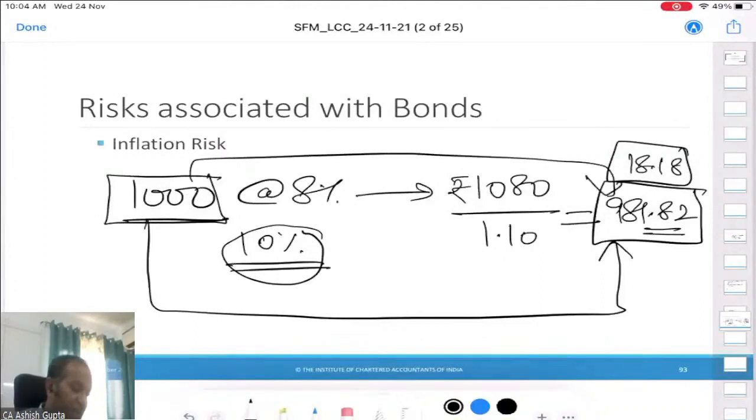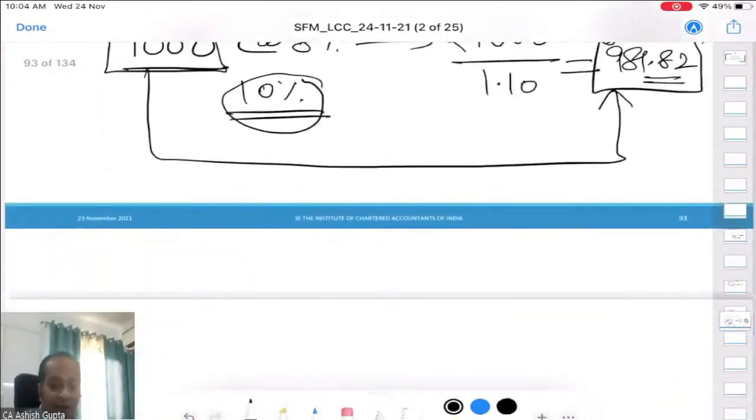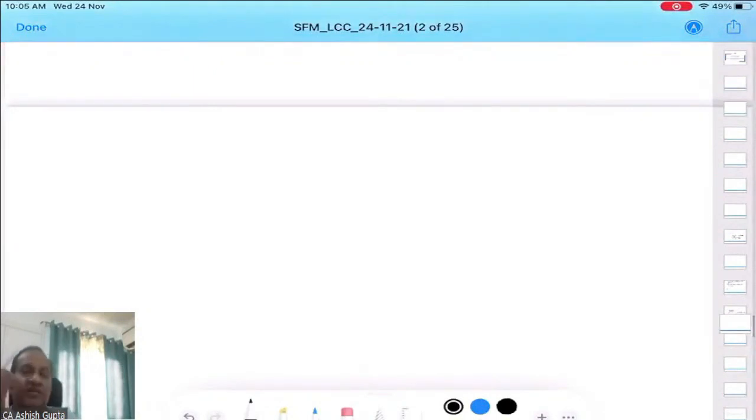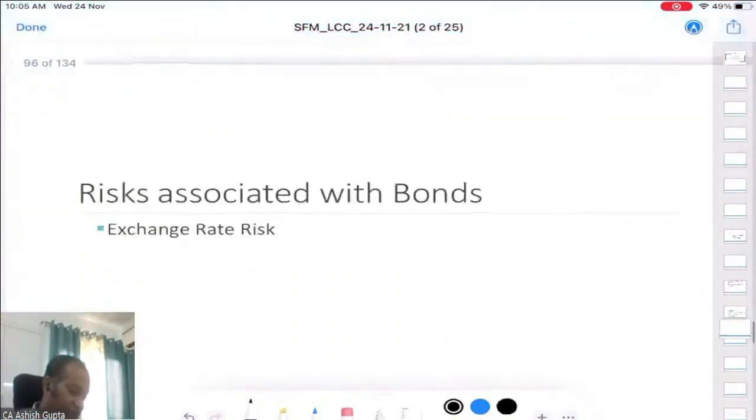If inflation risk is higher, of course my return will be lesser. To compensate for that, I may ask for a higher return. When we discuss the topic of foreign exchange risk management, you will understand this concept of inflation risk in more detail.